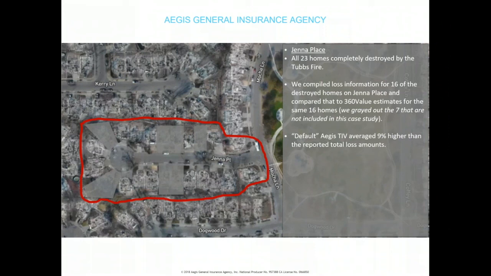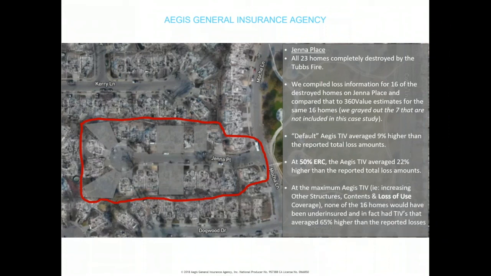In other words, defaulting your coverage A through the 360 value tool, and then your coverage B, C, and D percentages. Of course, we include the 25% extended replacement cost as well. We added all those coverages up to get a TIV, or total insured value, and we compared those values to the actual loss data for those homes in that neighborhood. And on average, the total TIV was 9% higher than the reported total loss amounts.